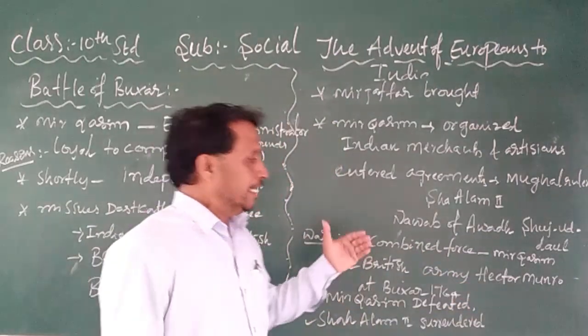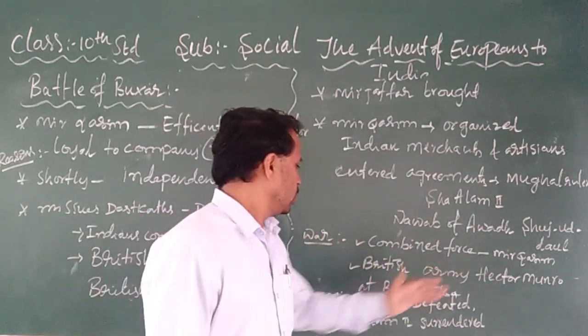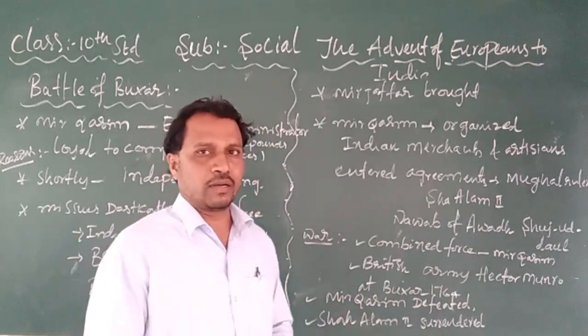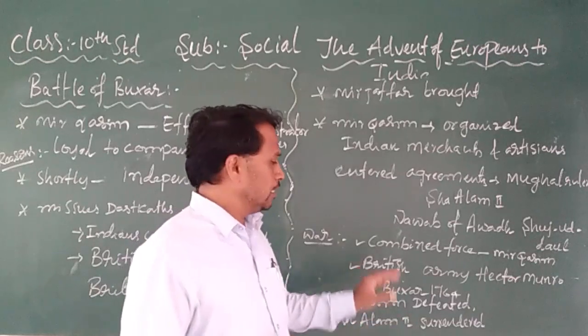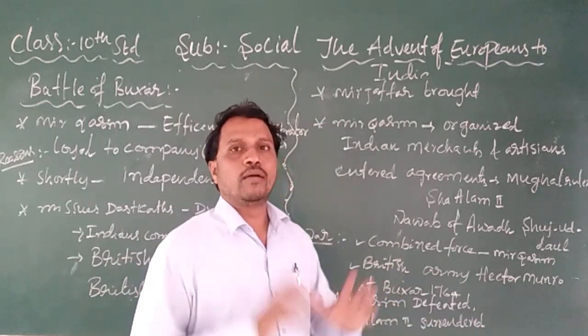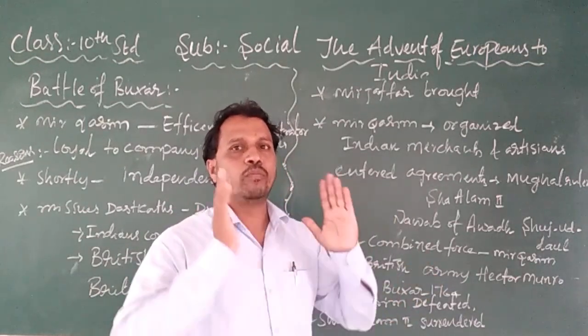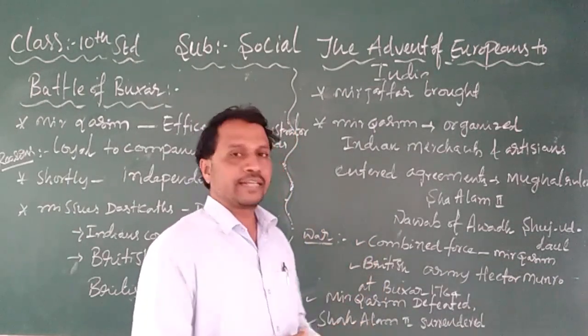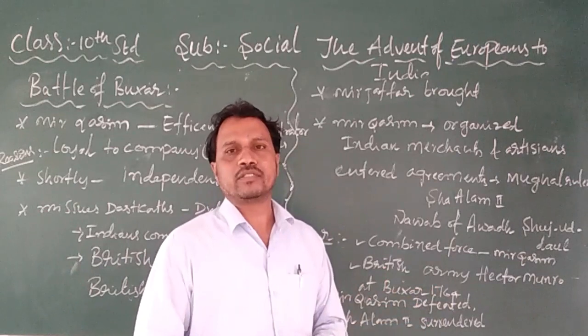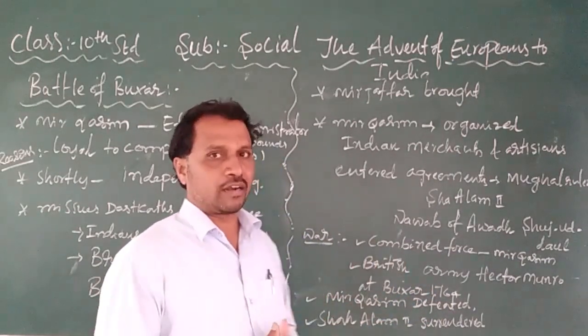So with the leadership of Hector Munro, at the place of Baksar in the Bengal state, there is a place named Baksar. In that Baksar, in the year 1764, the battle started. So the combined army of Mir Qasim and the British army under Hector Munro, the decisive battle started here.